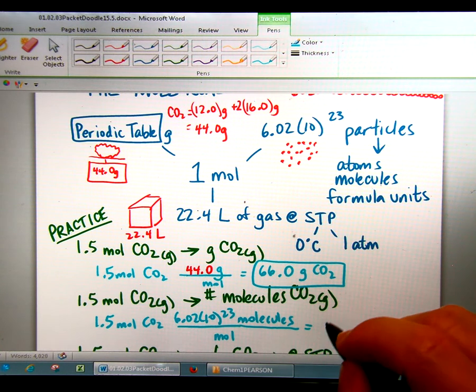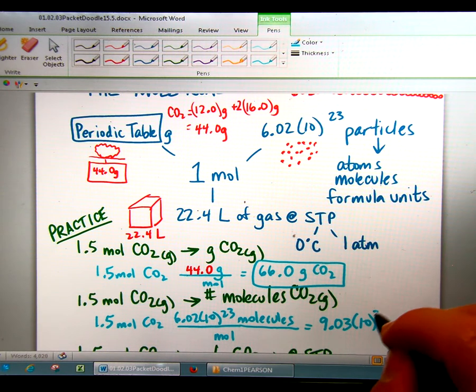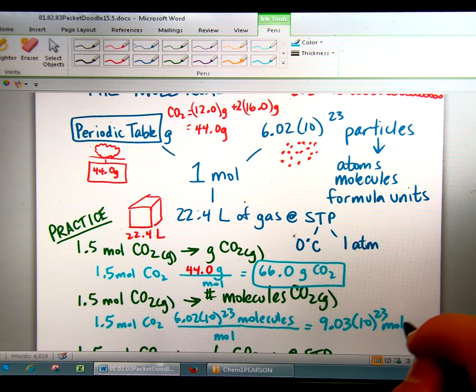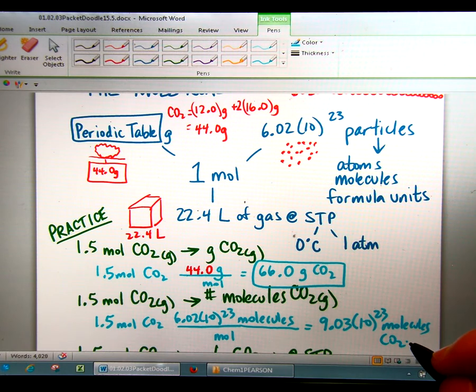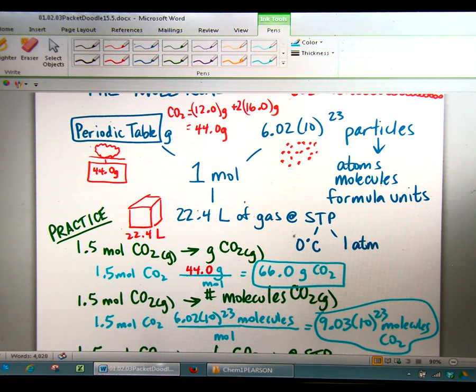And when you do the math for that, it's going to come out to be 9.03 times 10 to the 23rd molecules of CO2. So that's going to be the answer to this problem. And then we're going to continue on with the next one.